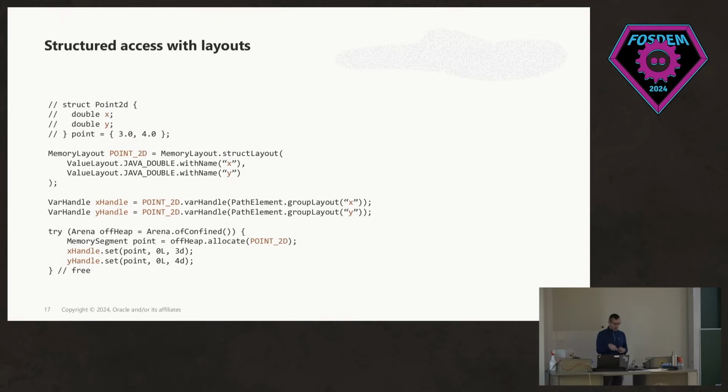At the same time, look at the allocation expression, the very first one inside the try-with-resource block. We can see that we are just passing the layout to the allocation routine. And the layout, of course, knows the size of the block that we want to allocate.